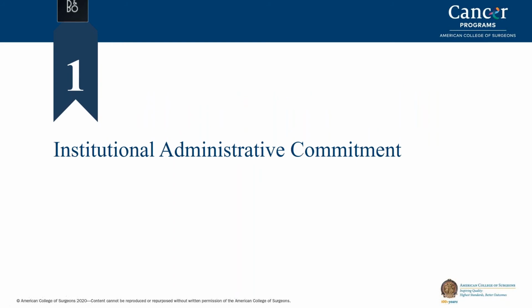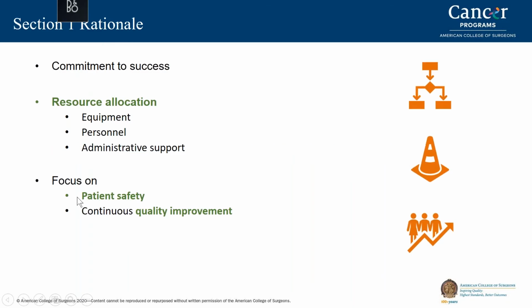The first standard deals with institutional administrative commitment, which is a very important concept for any accreditation process. Next. The institutional commitment is absolutely essential for the development and success of an accredited Commission on Cancer program. There are many things involved in this process, and as you see from the slide, there's resource allocation, which is important, as well as equipment, personnel, and administrative support. We need to always focus on patient safety and continuous quality improvement.